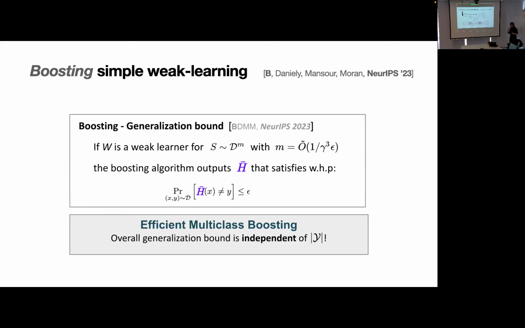Just to describe the main results, we show that if I have oracle access to this weak learner that I defined, then using sample complexity 1/gamma cubed epsilon, we get a boosting algorithm that outputs a classifier H bar such that it has epsilon error over the distribution. Both the sample complexity and the number of rounds in the algorithm are polynomial in 1/gamma, and entirely independent of the number of labels. So in that sense, it's efficient.